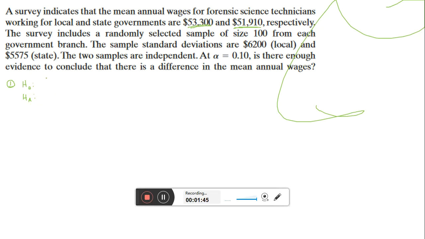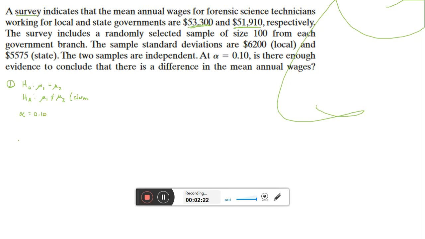Well, we conducted the survey, and we found that the wages are different. Obviously, and I say obviously tongue in cheek here, we would assume that the mean for all forensic science technicians would be about the same whether they work for the local or the state government. The claim is that they are not, which is our alternative. Now our alpha value is 0.1.